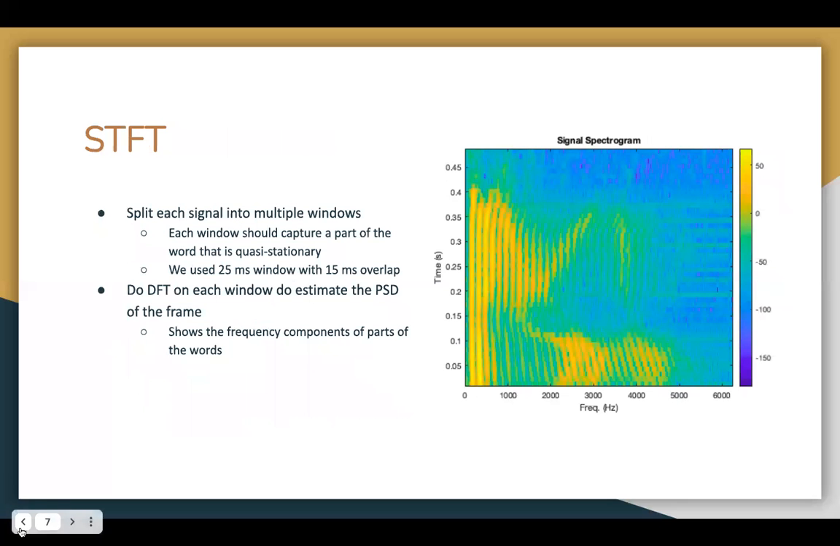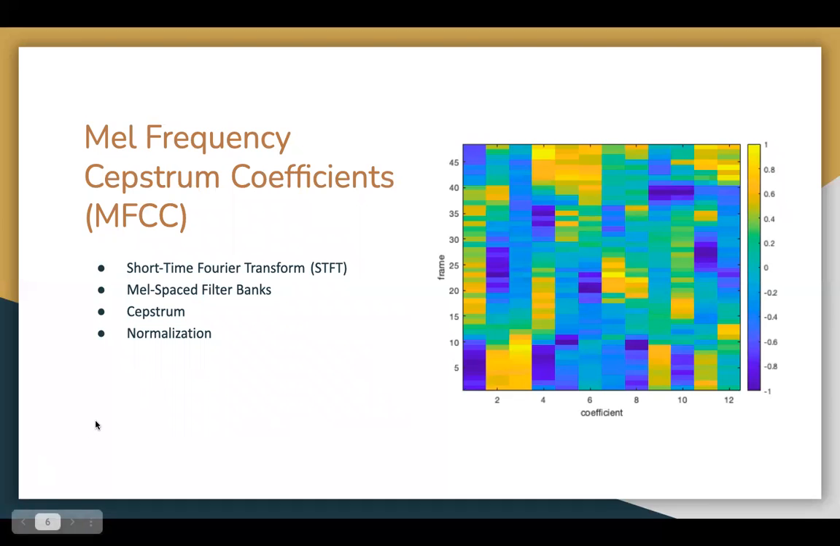So the next thing we do is we calculate the mel frequency cepstrum coefficients on the cleaned up data. And that consists of 4 different steps. First we do the short time Fourier transform, or the STFT. Then we pass the signals through a mel-spaced filter bank. Then we calculate the cepstrum, and lastly we normalize the values.